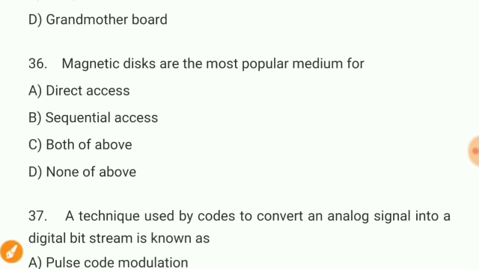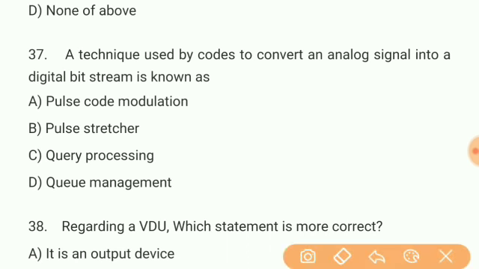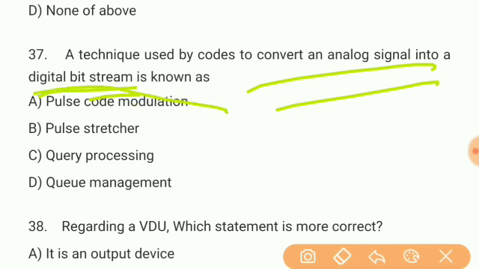Then, magnetic discs are the most popular medium for what? None of the above is the correct answer. Then, a technique used by codecs to convert an analog signal into a digital bit stream is known as what? It is called pulse code modulation.